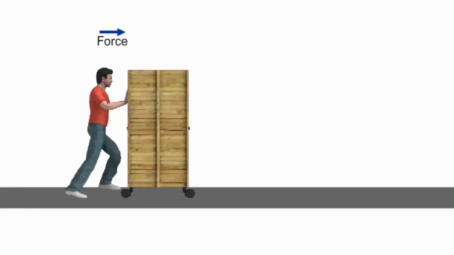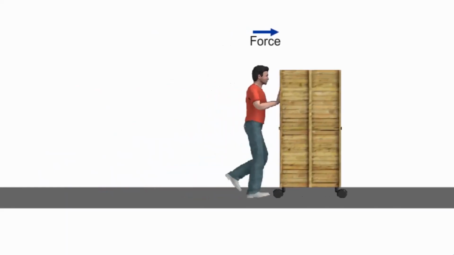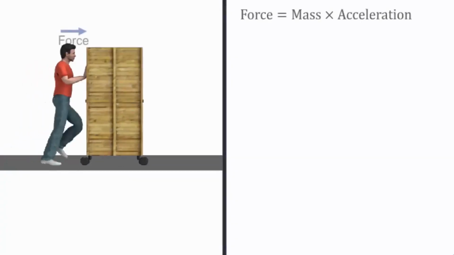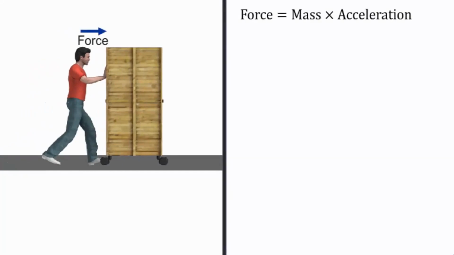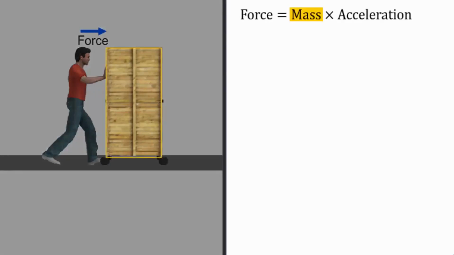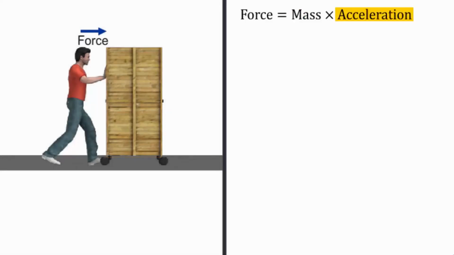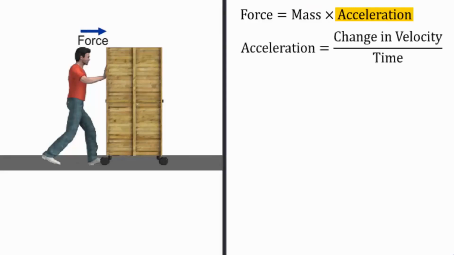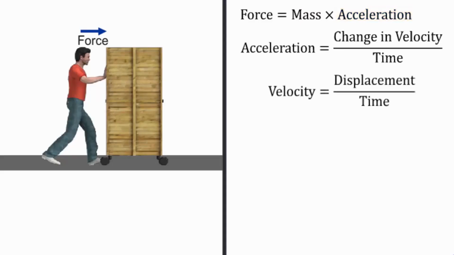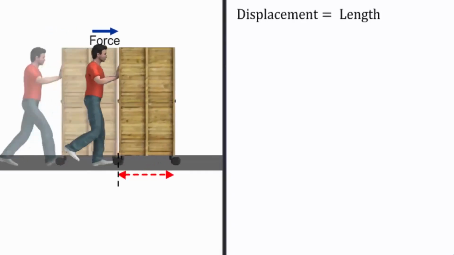For example, consider the quantity force. Force is the product of mass and acceleration. Mass is a base quantity, and acceleration is the derived quantity, which is the ratio of change in velocity to time. Velocity, which is also a derived quantity, is the ratio of displacement to time. Displacement, in basic terms, is length.